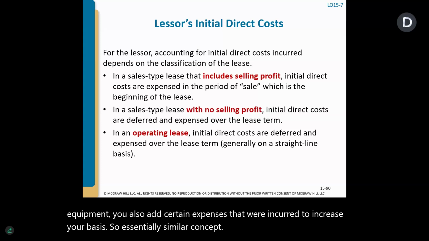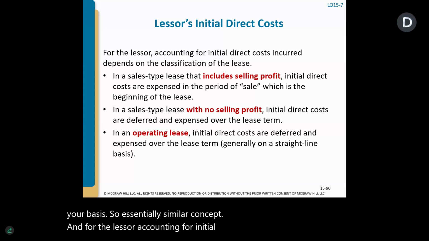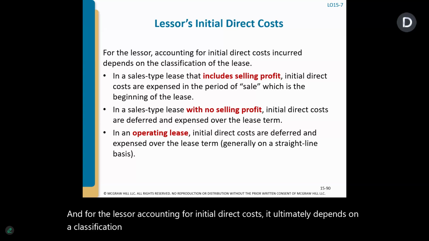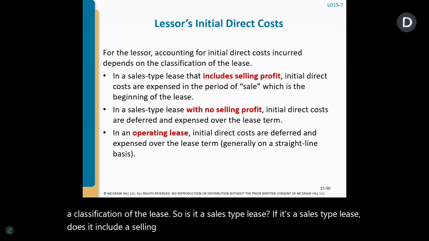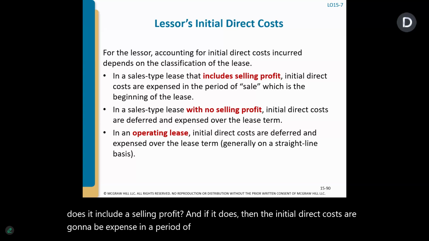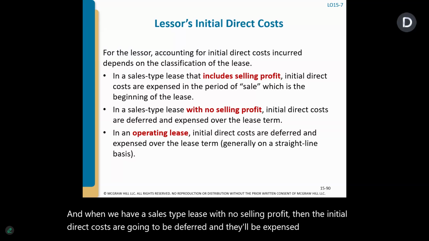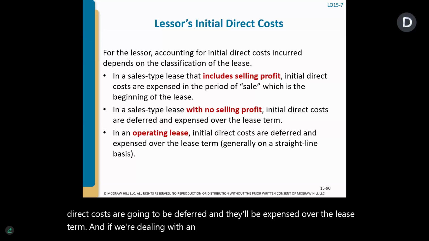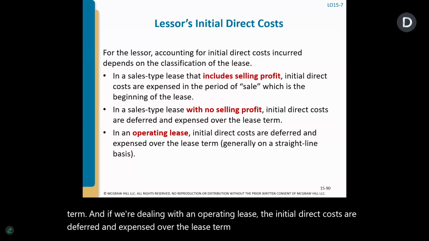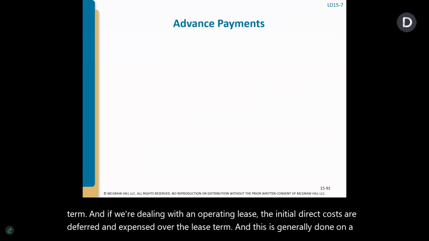And for the lessor, accounting for initial direct costs ultimately depends on the classification of the lease. So is it a sales type lease? If it's a sales type lease, does it include a selling profit? If it does, then the initial direct costs are going to be expensed in the period of sale, which is the beginning of the lease. And when we have a sales type lease with no selling profit, then the initial direct costs are going to be deferred and expensed over the lease term. And if we're dealing with an operating lease, the initial direct costs are deferred and expensed over the lease term. And this is generally done on a straight line basis.